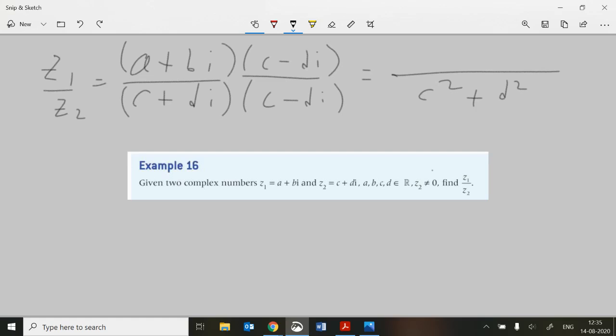And on the top here, you're getting ac minus bd. Okay, and this is essentially using the definition from before, and then plus bc, and a times minus d in this case, and a times minus d is minus ad.